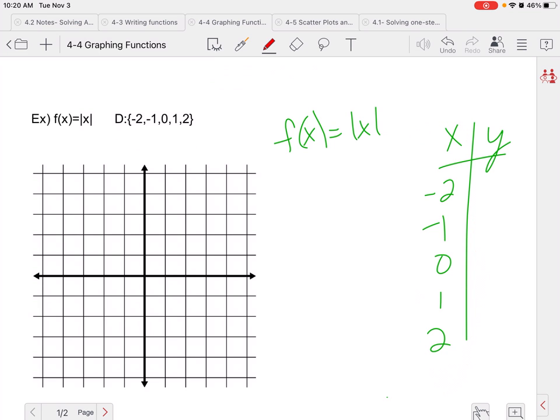So we're just going to plug in here. So we have f of -2. It's the absolute value of -2, which is +2.